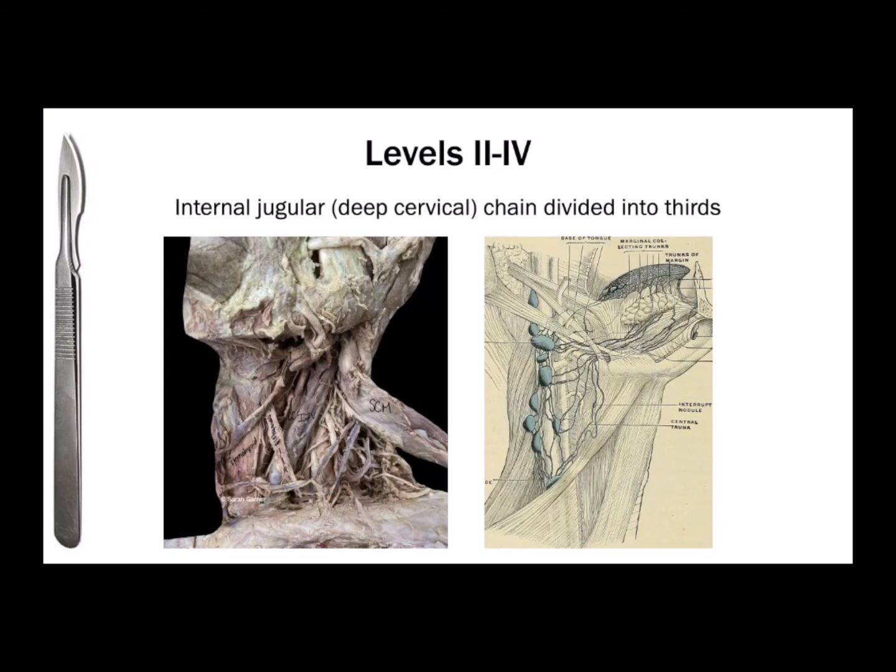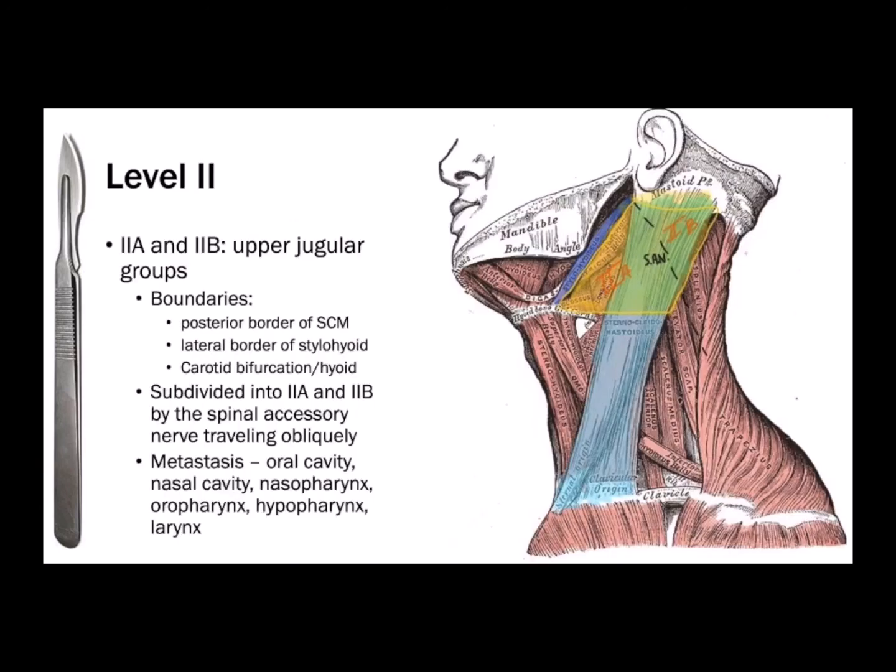Now levels 2 through 4, so again, we mentioned that these are the ones that travel right along that internal jugular vein. So these are also called the superior, middle, and inferior jugular nodes, or you can call them the deep cervical lymph nodes. And these are divided into thirds, so superior, middle, and inferior, and those are going to be levels 2, 3, and 4, respectively. So here, level 2, this is going to be from basically the base of the skull down to about the level of the hyoid.